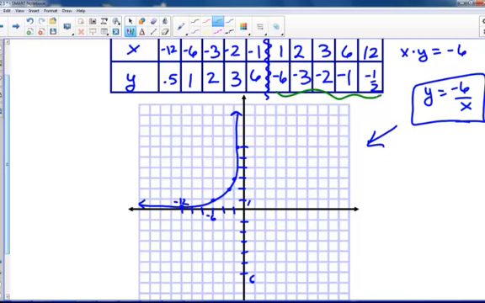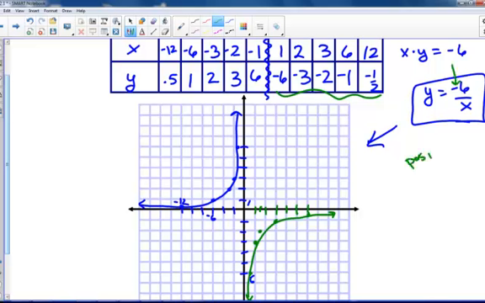And now I'm going to graph this part. This is the same exact graph. Inverses have something in 2 quadrants. So 1 will give us negative 6. And 2 will give us negative 3. And 3 will give us negative 2. 6 will give us negative 1. And 12 will give us negative 1/2. So that's a graph of a negative inverse.